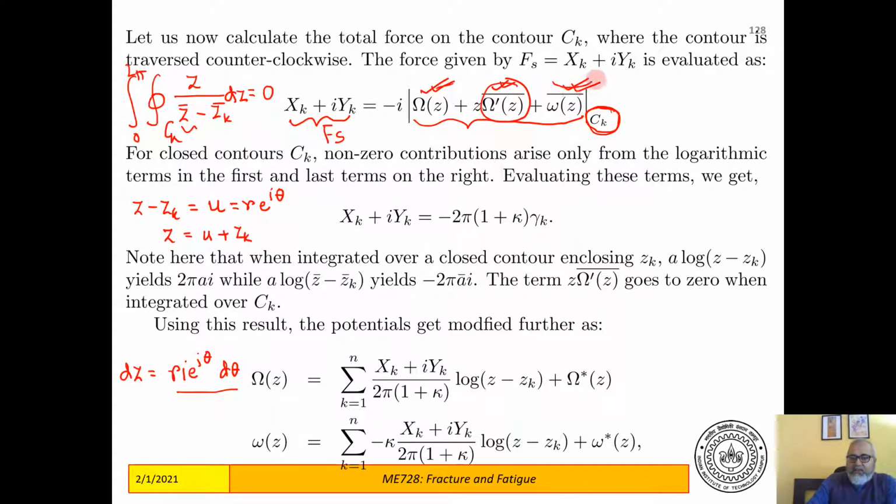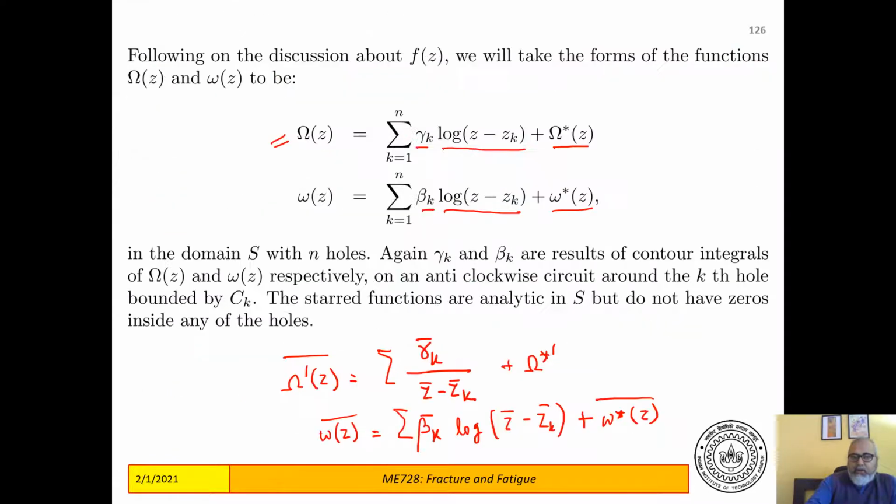This and this have contributions, but we know the contributions already. This contains the logarithmic term. So the logarithmic term, if you go back, so if you integrate this over ck dz, this integral will be 0 because this is a function that is analytic everywhere. That's how we have chosen it. This integral would be equal to 2 pi i, and you have the gamma k. This integral again will be 2 pi i, and you have the gamma k.